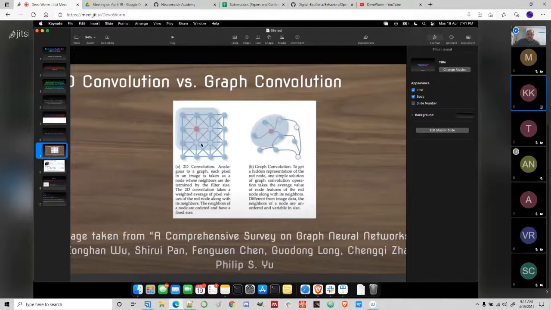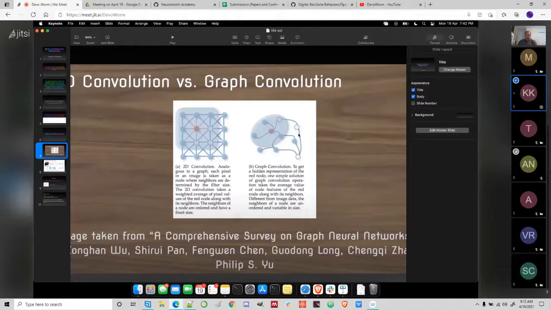Yes. Yes. For a normal convolution network, all of these are somehow equally distant. There is an order. For example, if I want to do max pooling here, all I have to do is find the neighbors, and every neighbor would be somehow equal.